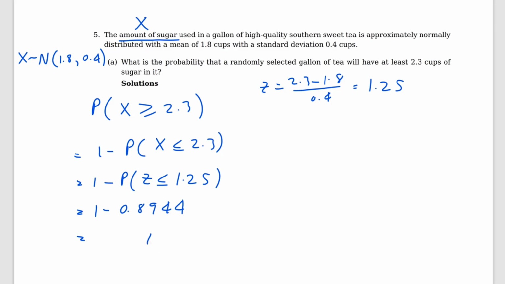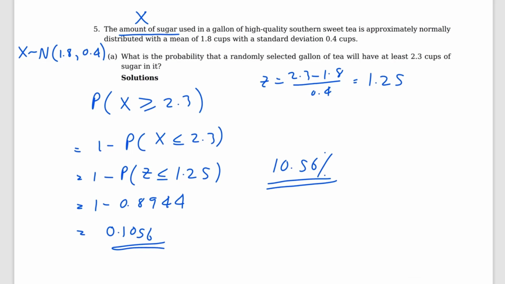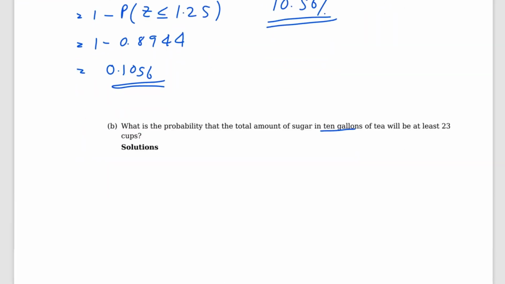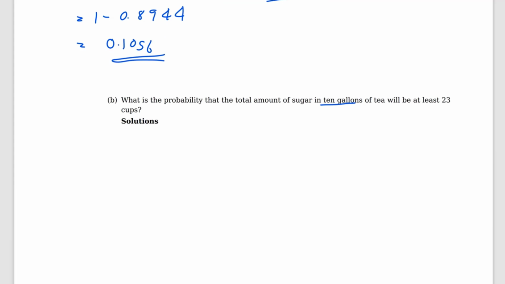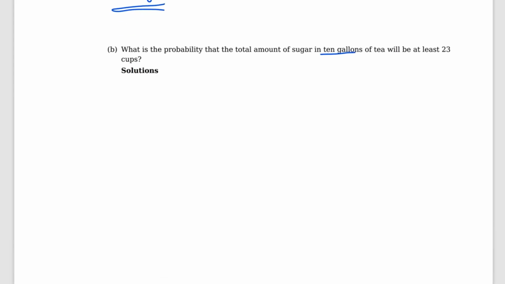So this equals 1 minus 0.8944, which is 0.1056. So I think that's right. So percentage, you can say 10.56%. Understood that? Right. Next one is B part. Read the problem. What is the probability that the total amount of sugar in 10 gallons of tea will be at least 23 cups? At least 23 cups.